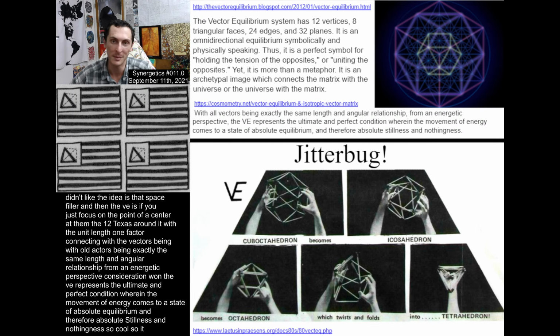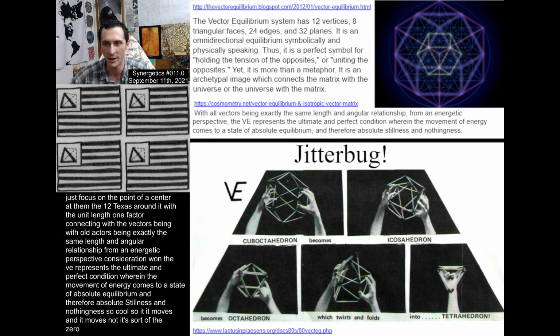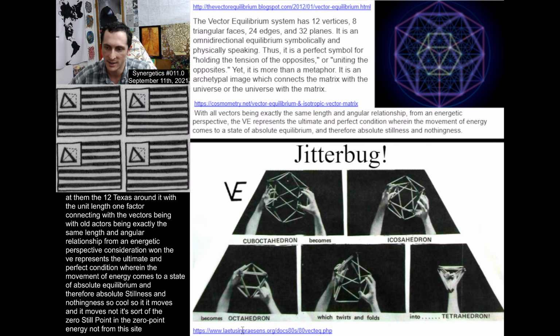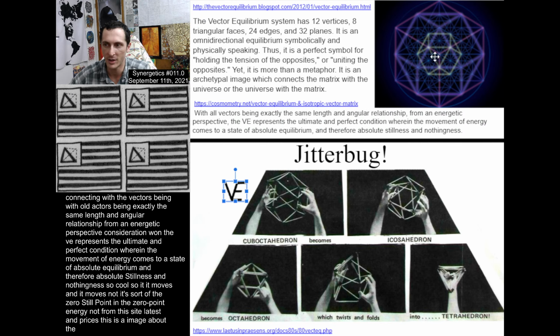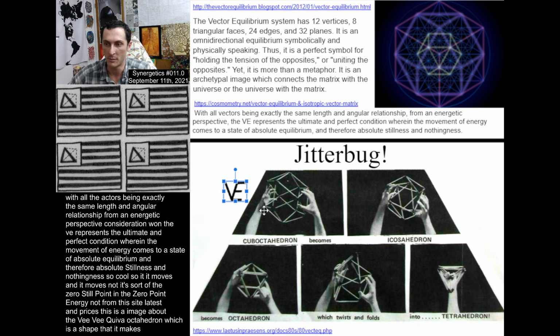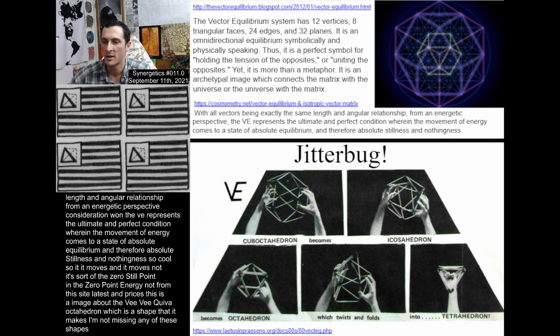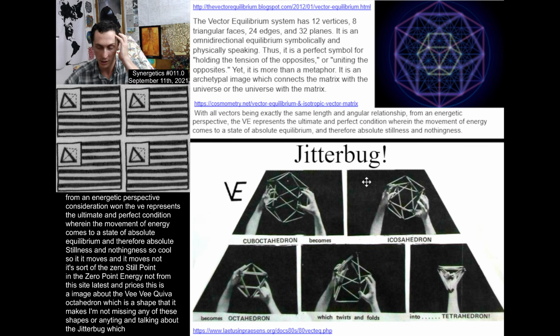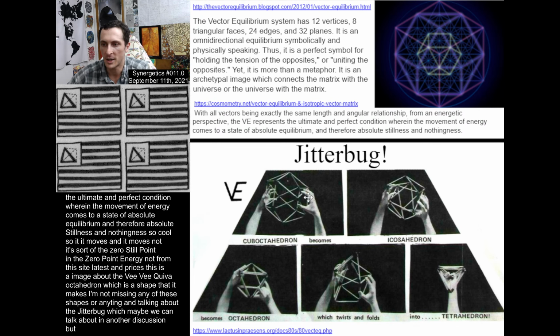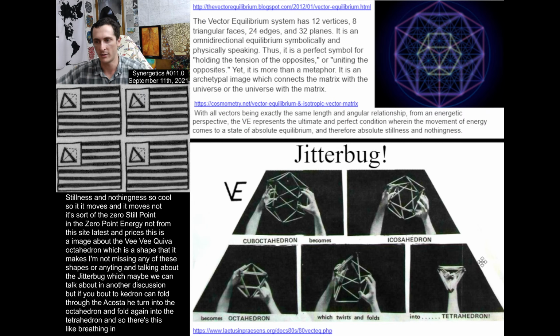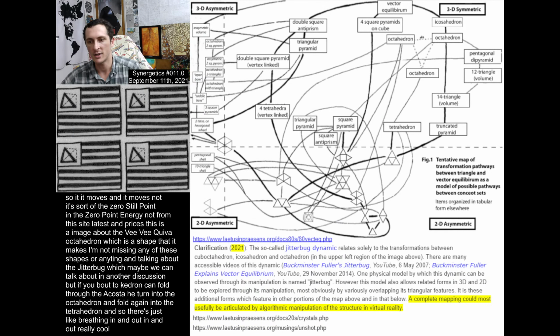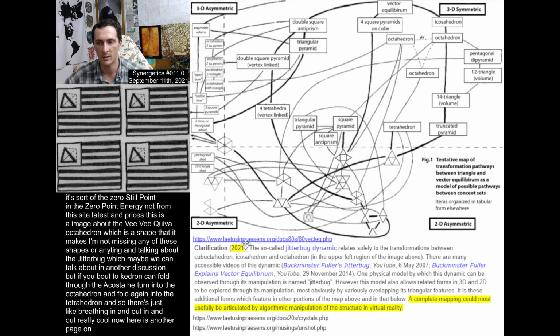So it moves and it moves not. It's sort of the zero still point and the zero point energy. Now from this site, Latus and Presens, this is an image about the VE, the cuboctahedron, which is the shape that it makes. I hope I'm not messing up any of these shapes. And talking about the jitterbug, which maybe we can talk about in another discussion, the cuboctahedron can fold through the icosahedron into the octahedron and fold again into the tetrahedron. And so there's this breathing of in and out, in and out. Really cool. Now here is another page on this Latus and Presens site.